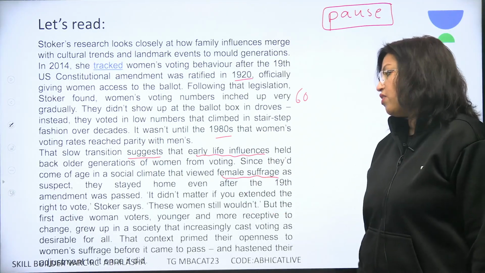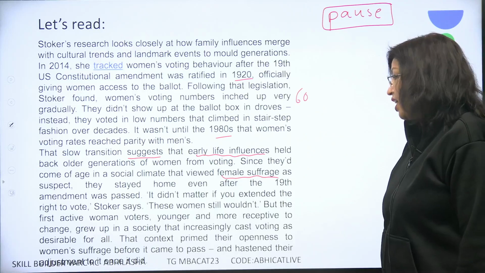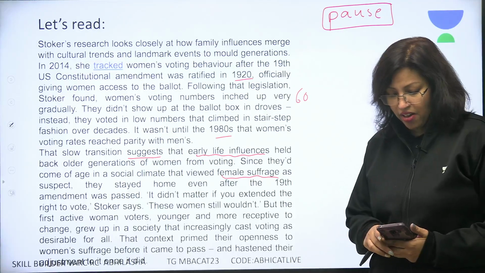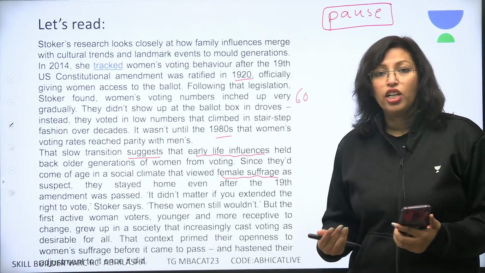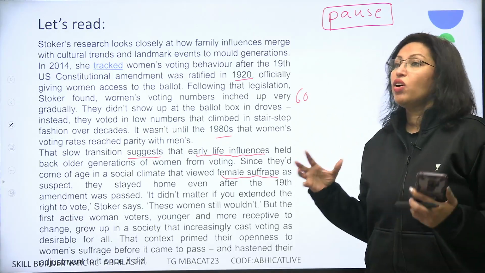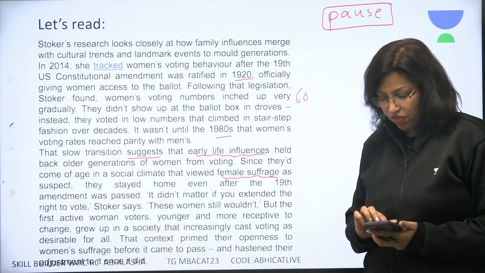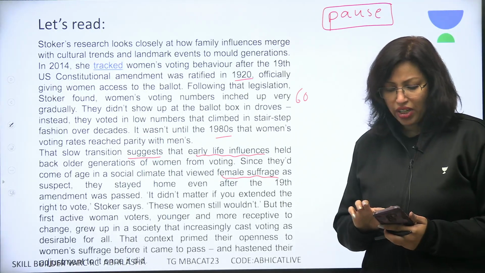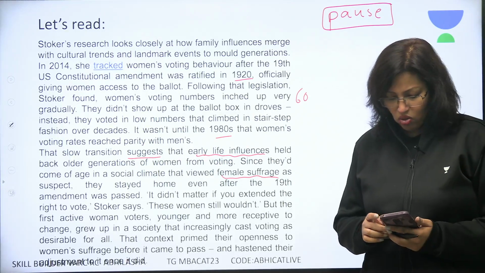But the first active women voters, younger and more receptive to change, grew up in a society that increasingly cast voting as desirable for all. So now these women who were born in the 20s, after 1920 till the 1980s, were hearing that women need to vote, women should vote, women are allowed to. So when they grew up, they were interested in voting because they knew it made a lot of sense. These young ones were very willing to vote because the social climate at their time was such that it was perfectly okay to vote. Their social climate was not against voting, right? So they were like, okay, cool, let us all go and vote.